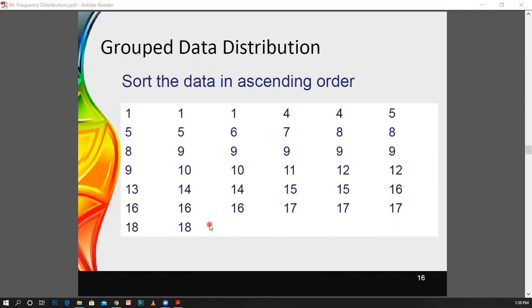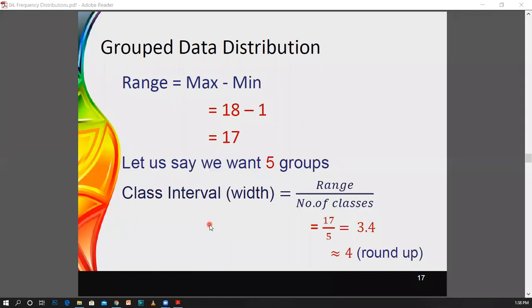Then what we have to do next is identify the range for this set of data. Normally, we obtain the range by taking the difference between the maximum and the minimum data point. According to this data set, 18 is the maximum value and 1 is the minimum value. Therefore, the range is 18 minus 1, which is equal to 17. Since the range is 17, we do not need to go for a higher number of classes. Therefore, we can define the number of classes as 5.